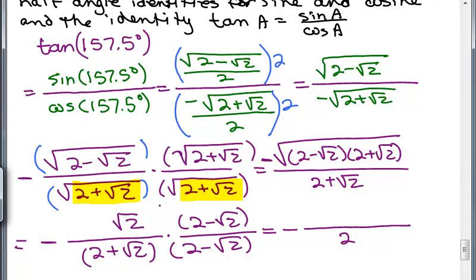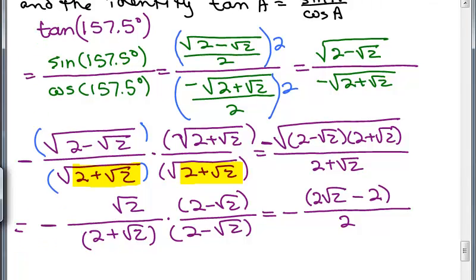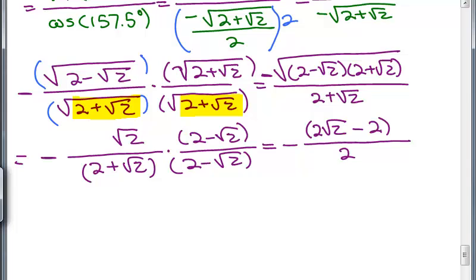And now I've got to distribute the square root of 2 in the numerator. So square root of 2 times 2 is 2 square roots of 2. I'm going to keep this in parentheses, 2 square roots of 2. And then square root of 2 times negative square roots of 2, that's going to be a minus plain old 2. Okay. And now we need to simplify that.